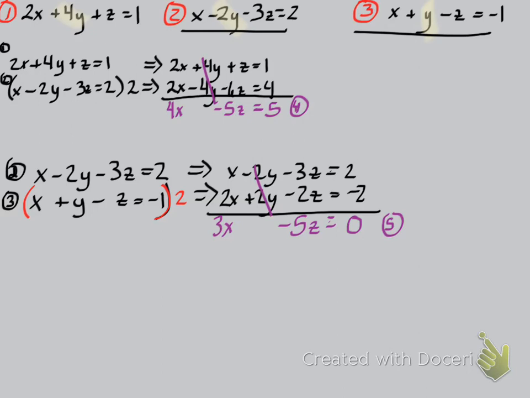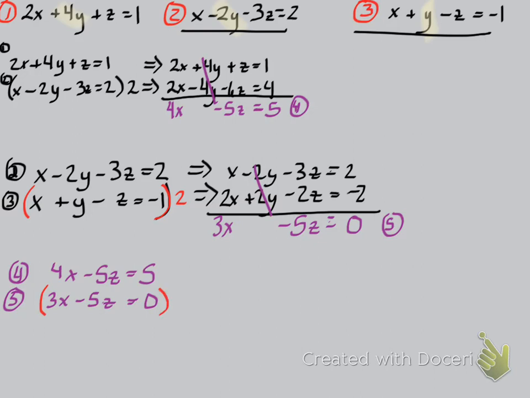So now I am at the point where I have 2 equations solved for 2 variables. I'm going to take those 2 equations, equation 4 and equation 5, and use those to see if I can cancel out for another term. So 4x minus 5z is equal to 5, and 3x minus 5z is equal to 0. If I leave those 2 alone and try to add them, I would end up with a 7x and a negative 10z. So that's not going to work.